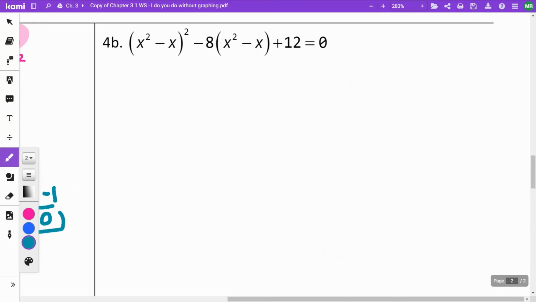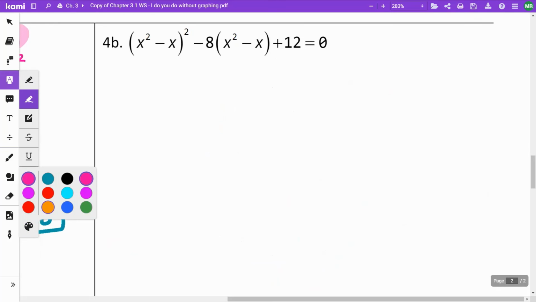And something to notice here is that in both of these parentheses, I have an x squared minus x in this parenthesis, and I have an x squared minus x in that parenthesis. So that is what I'm going to let u equal. So pause the video, try the problem, and then come back and see how you did.